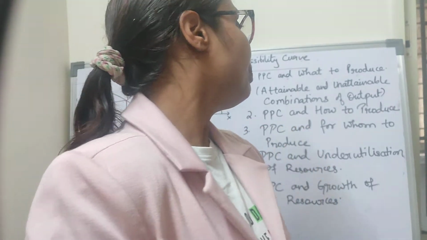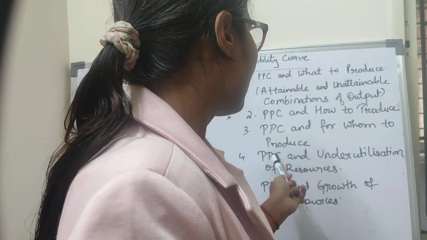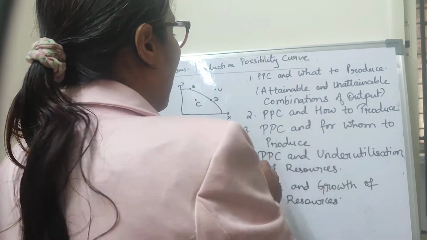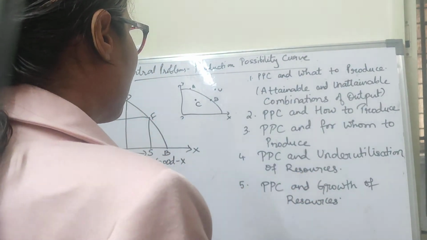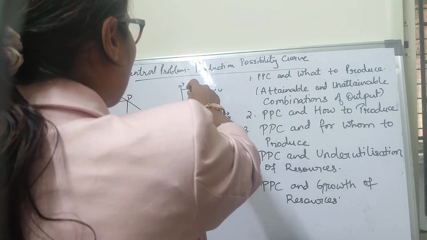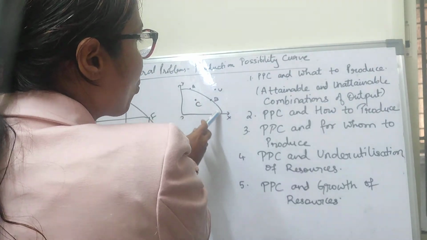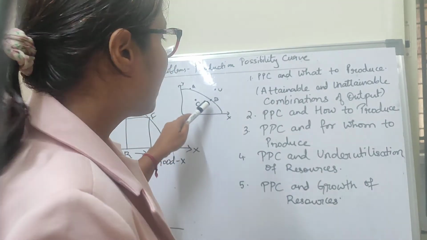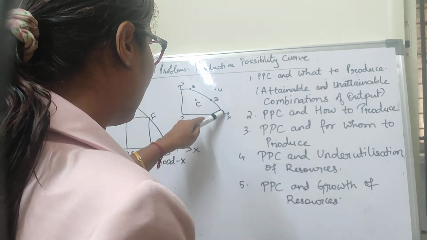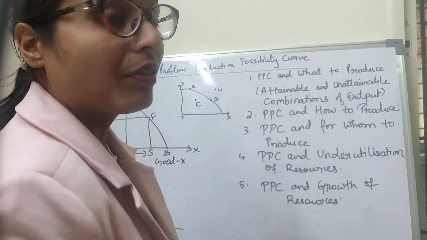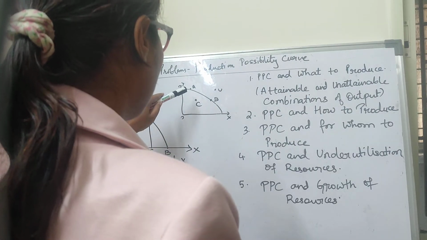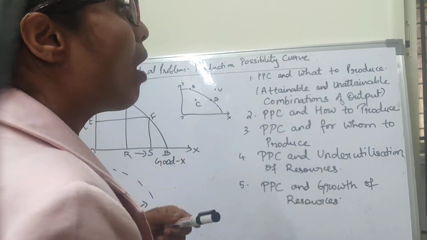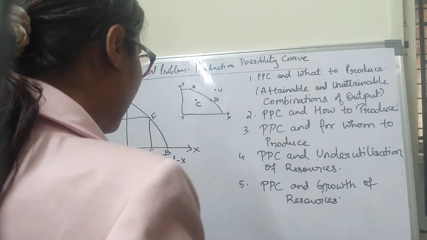Okay. Now the fourth point, production possibility curve and underutilization of resources. In this figure, any point on the production possibility curve shows the full utilization of the resources. That means full utilization in an efficient way. Now any point inside the production possibility curve such as C corresponds to underutilization of resources.